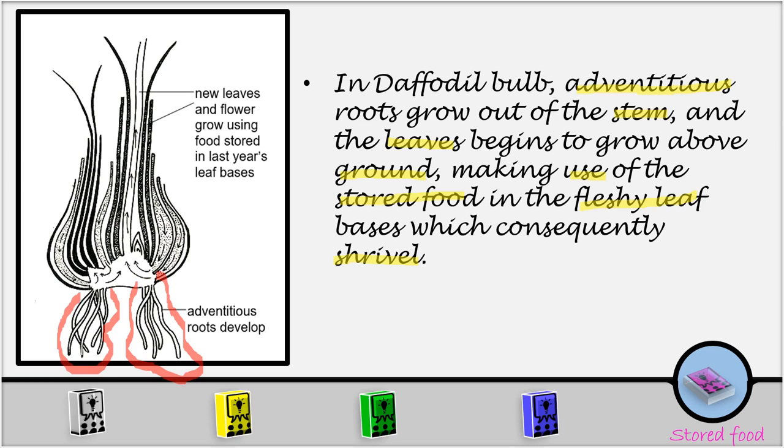And as they are growing out of the stem, we also have the new leaves. You have the new leaves here growing. The young leaves here, you can see them growing. Now, these young leaves and the adventitious roots are going to use the food that has been stored in the fleshy leaf base. Now you have this leaf base here, which is storing food.